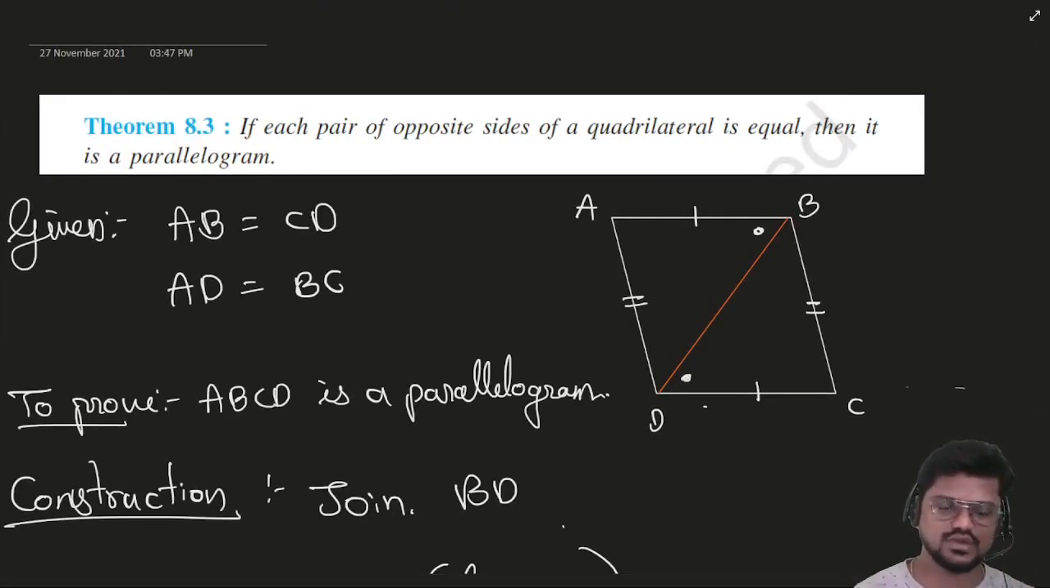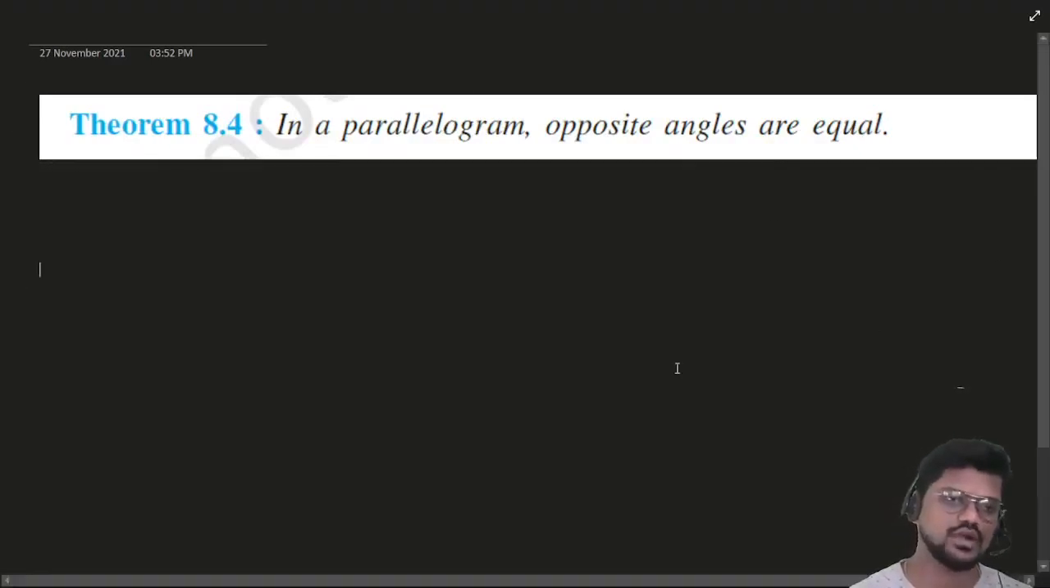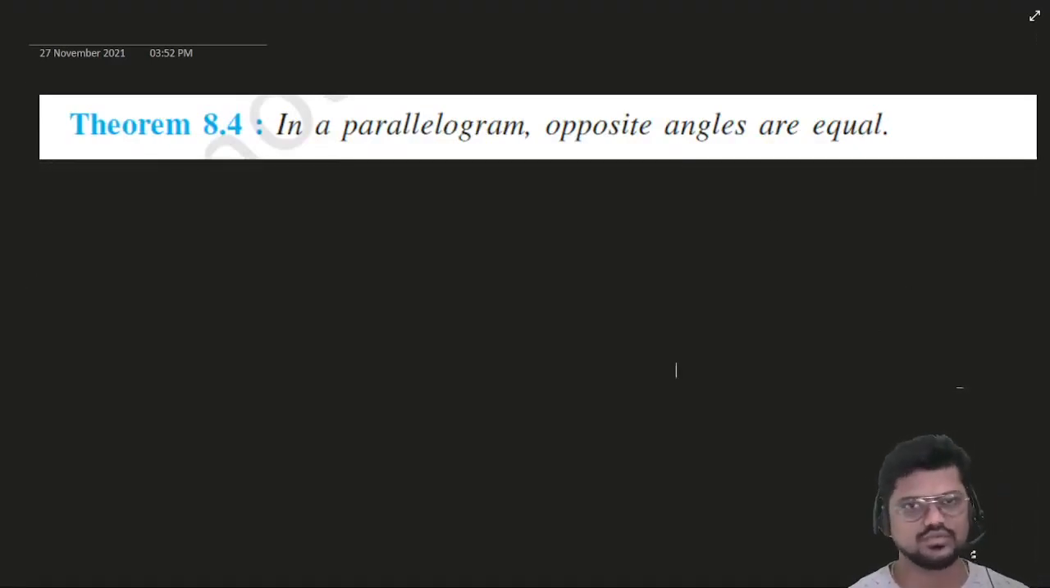The next theorem, the next statement is this. But before I do it, I want you to try it on your own. Please try it on your own. I'll be back in a minute. Did you solve it? Yes. How did you get that the opposite angles are equal?